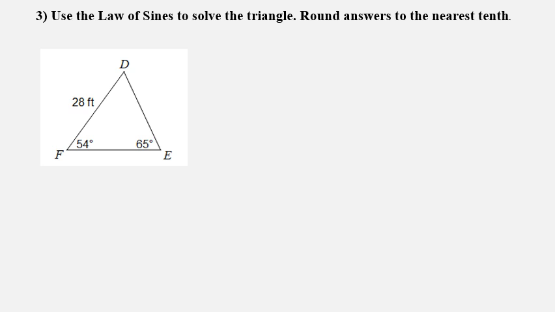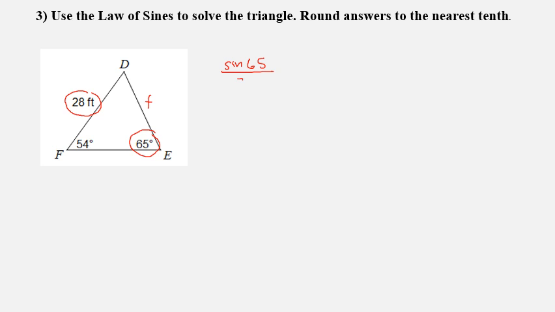All right, so let's try this one. We're using the law of sines to solve the triangle. So you can see that this one is a law of sines problem because you have an angle 65 degrees that's across from a side 28, right? So we can use the other angle and solve for little side f. So let's set this up.